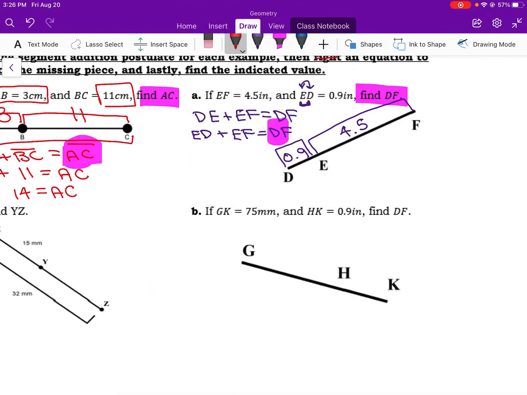So now let's go ahead and substitute our values in. We know that ED is 0.9, so I'm substituting 0.9, and EF is 4.5. Here I am substituting my values in, and I know that I'm going to be adding the two to find segment DF. So if I add these two together, I will end up with 5.4 equals DF. And since we're working with inches, this is truly 5.4 inches. So that is the length of DF according to my segment addition postulate.